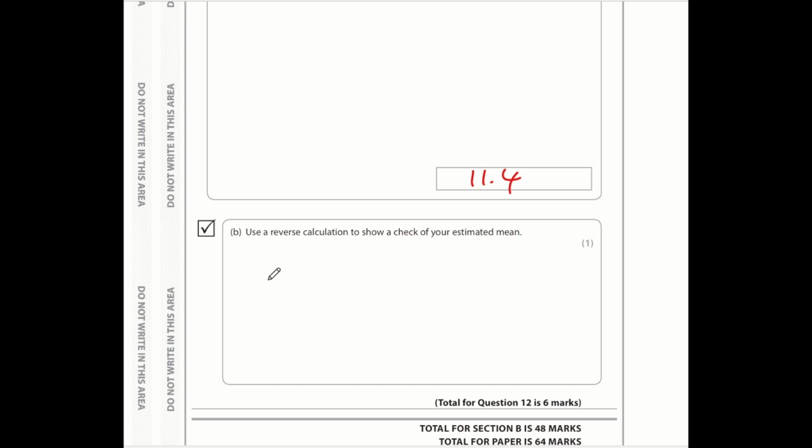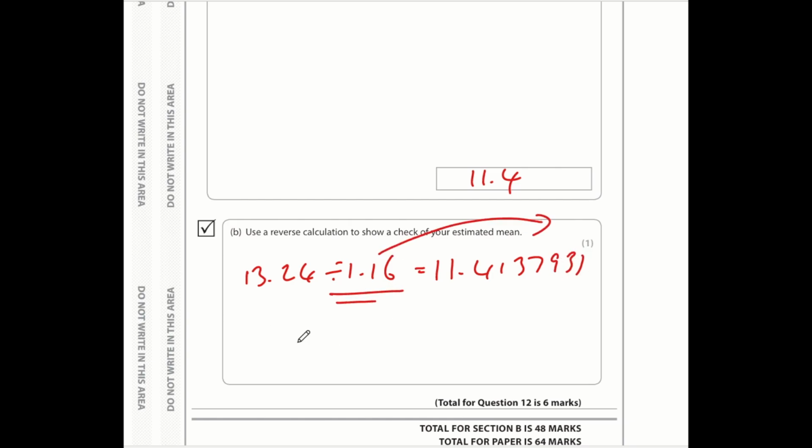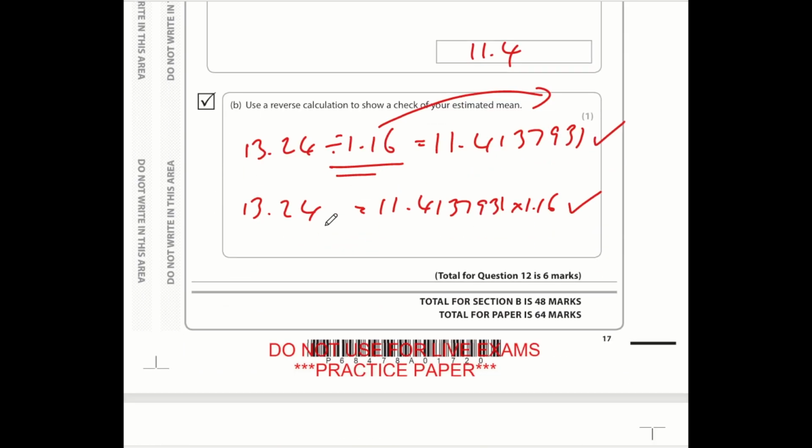Well, we did 13.24 divided by 1.16 to give us this value of 11.4137931. So move the divide by 1.16 over to the other side, it becomes times by 1.16. So 11.4137931 times by 1.16. Is it 13.24? Yes, it is. So since this is correct, then this must be correct as well. Even if you rounded it to 11.4, as long as you can see you're getting an answer that's pretty close to that, then I think it's safe to say you've got it right. And that's the end of the assessment.